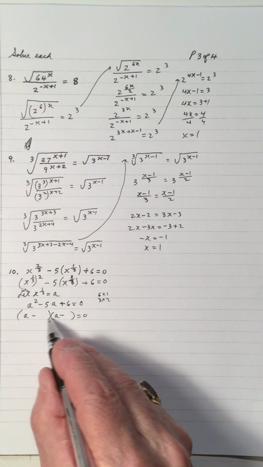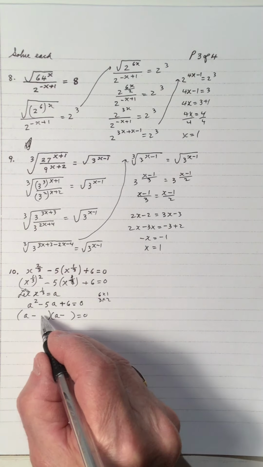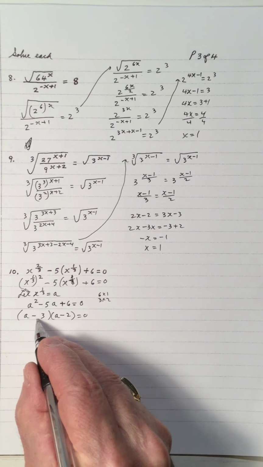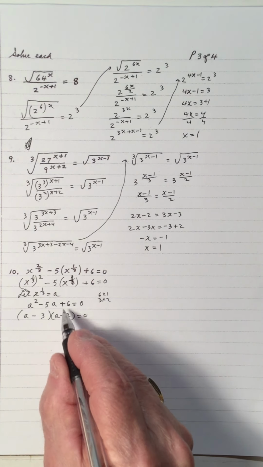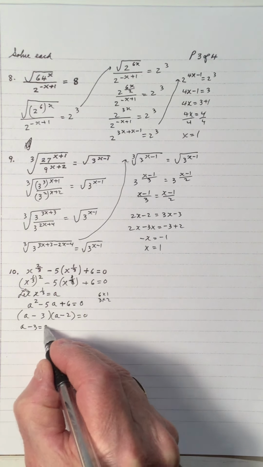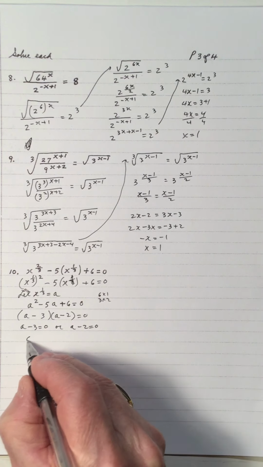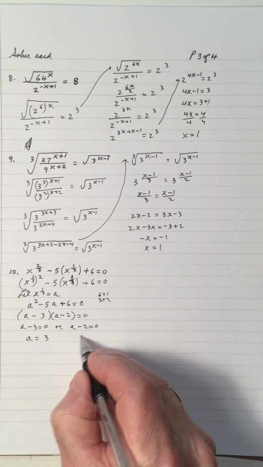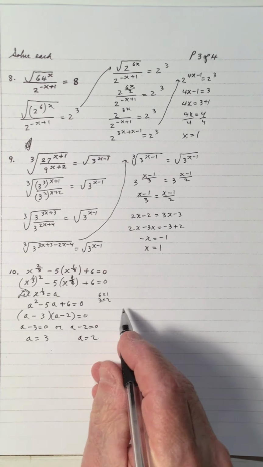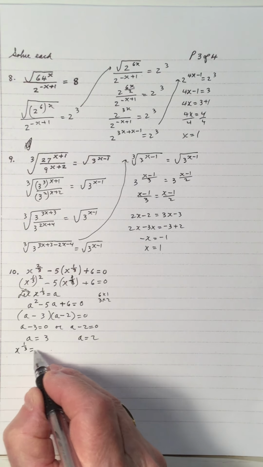So what factors will multiply to give you 6 and add to give you 5? It's a 3 and a 2. Multiply, negative 3 times negative 2 is 6. Add, negative 5. So a minus 3 is equal to 0, or a minus 2 is equal to 0. a is equal to 3. a is equal to 2. So a is equal to 3, so x to the 1/3 is equal to 3.